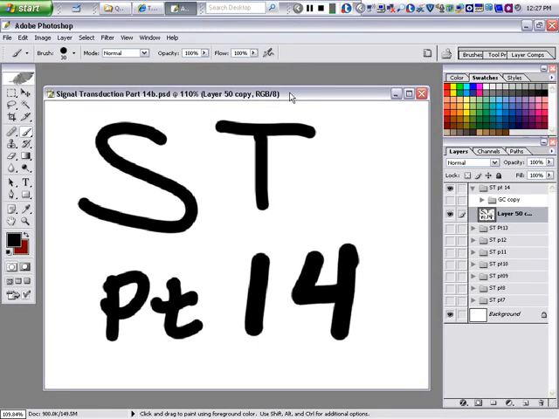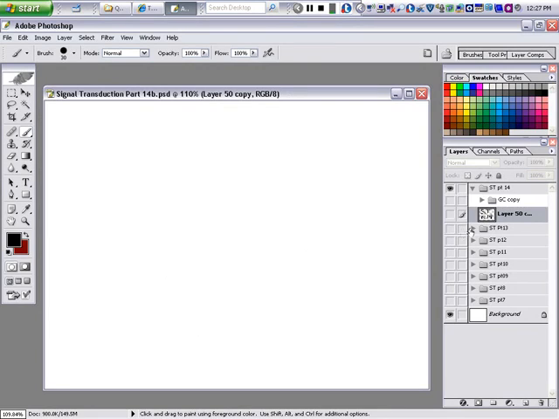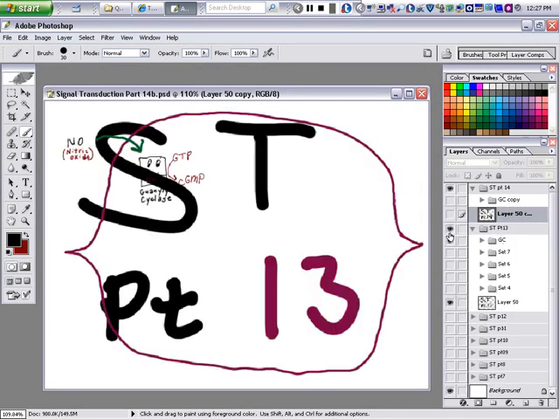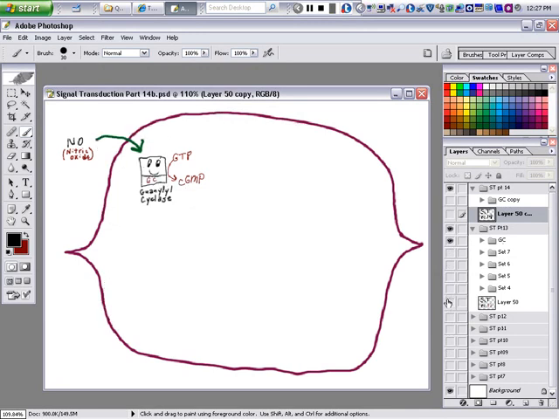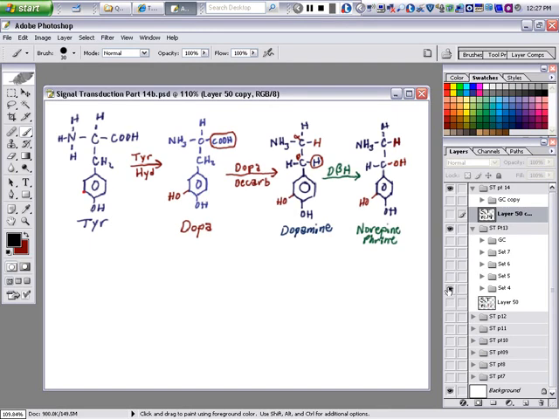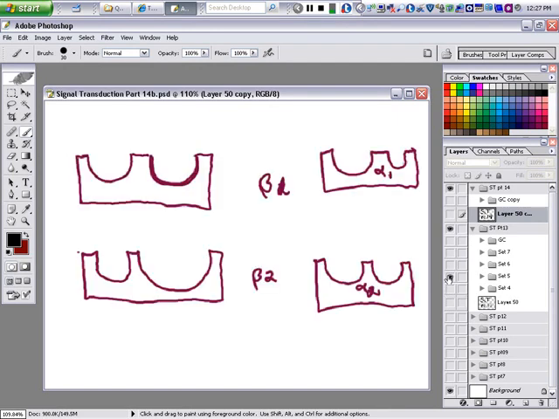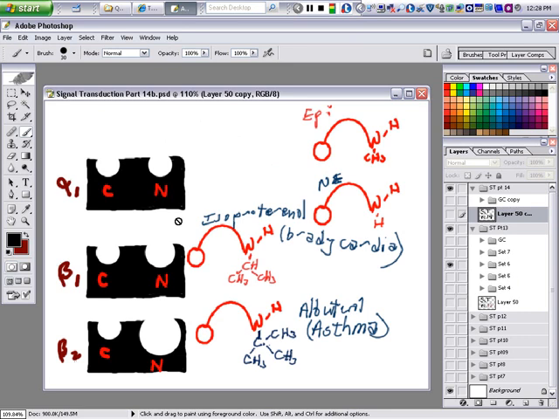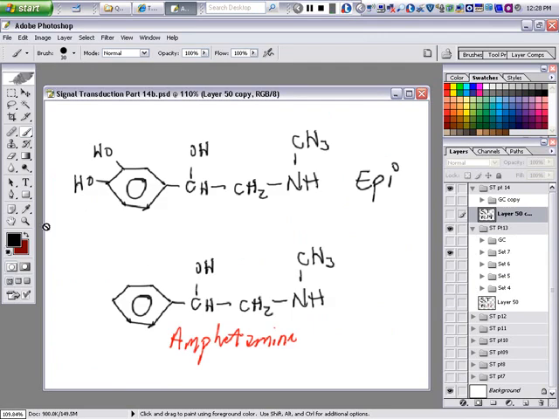Let's just do a little review of what we did last time first. Dopamine, tyrosine, we've already done all of that. We talked about the adrenergic receptors. If the catecholamine has a small amino end, it's more likely to bind to alpha 1. If it has a large amino end, it's more likely to bind to beta 2. And we looked at the difference between epinephrine: if you have epinephrine here and you start removing the hydroxyls, then you form an amphetamine.